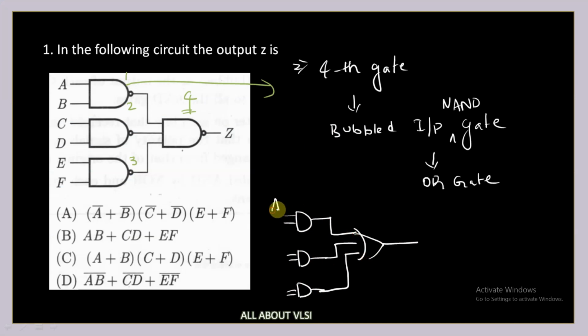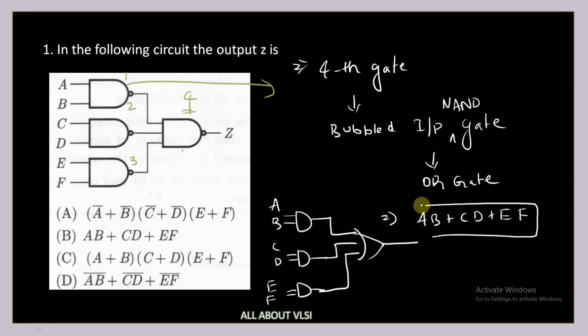From this I will easily get the equation A B, C D, E F. So my final answer will be AB plus CD plus EF. This is my final answer. That is option B.